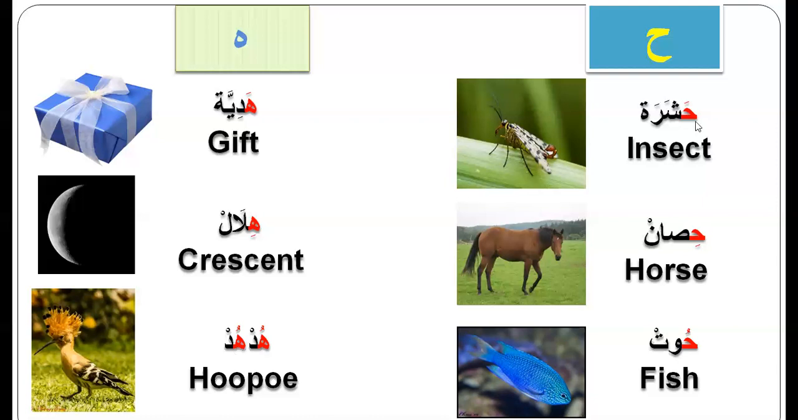And we have حشرة, هدية, حصان, هلال, حوت, هدهد.